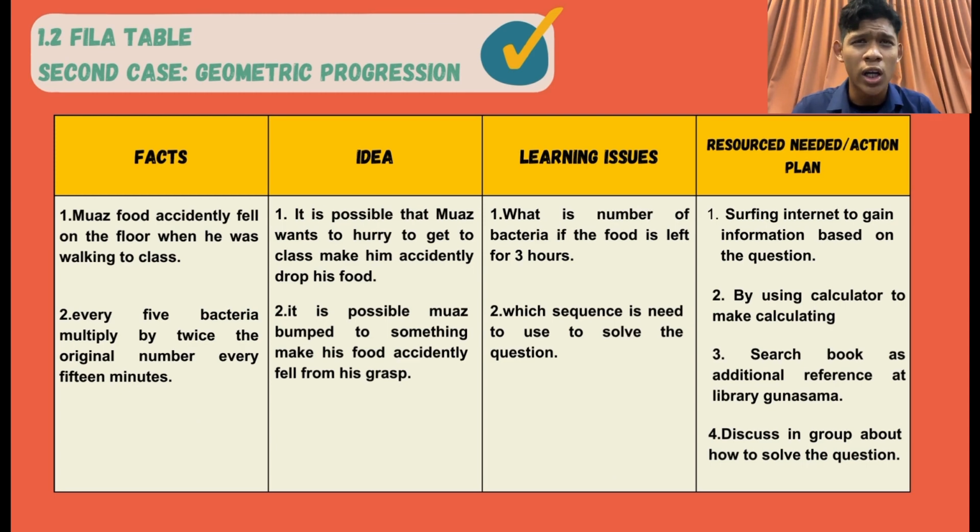Learning issues: 1. What is the number of bacteria if the food is left for 3 hours? 2. Which sequence is needed to solve the question? Resources needed or action plan: 1. Surfing the internet to gain information based on the question. 2. Using a calculator to make calculating easier. 3. Sharing books as additional reference at the library. And the last one, 4. Discussing in group about how to solve the question.